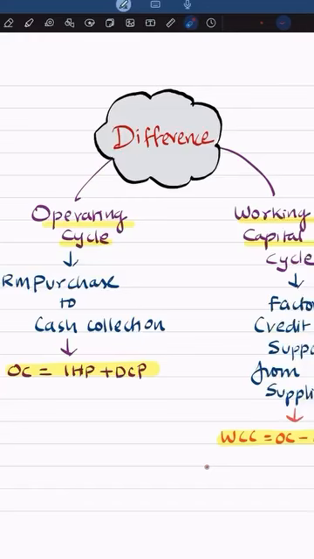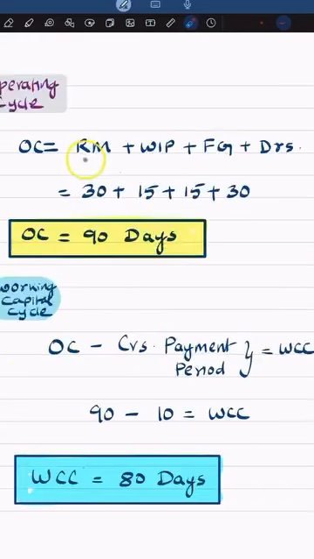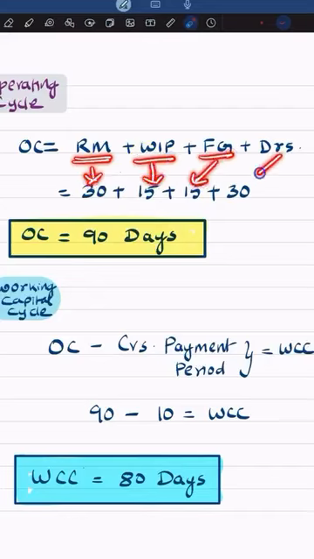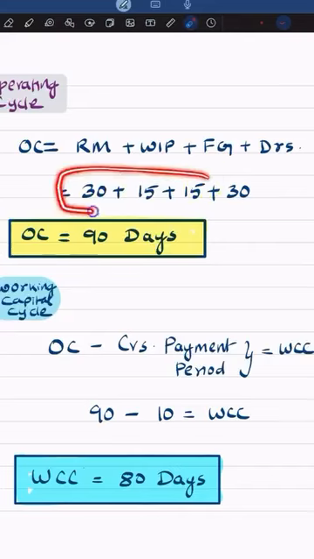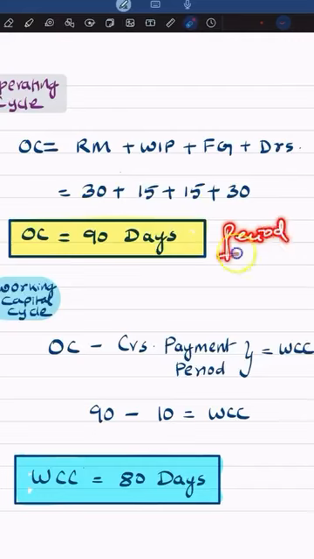Let's go back to our case itself to have better clarity. In the case it was mentioned, raw material will be held for 30 days. Work in progress is 15 days, finished goods is 15 days and debtors are going to take 30 days. It means the operating cycle of this business is 90 days. Why? Because they are holding inventory itself for 60 days and customers are taking 30 days. So this just looks at the period. Operating cycle just looks at the period.